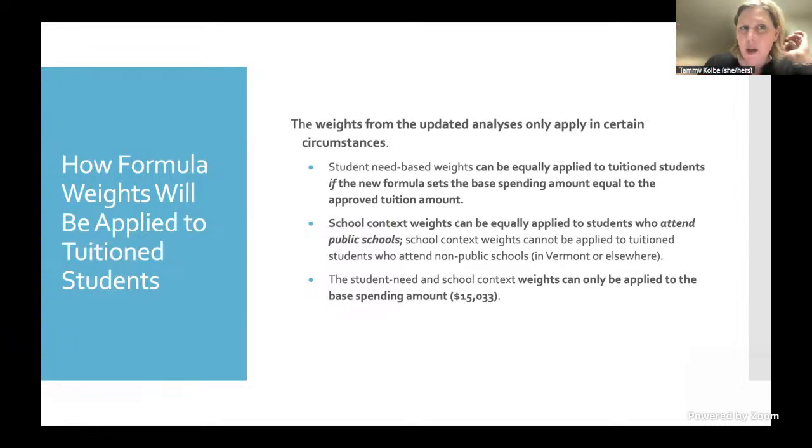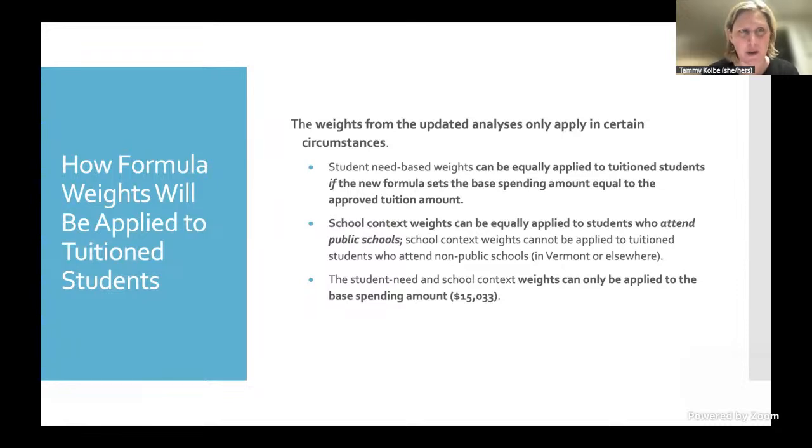I don't have the data about the percentage of students who are economically disadvantaged who attend independent versus public schools. We don't have those data. So I can't speak to what the distribution is, and I don't know what the incentive effects may or may not be for independent schools if they were to receive a weight, if they were allowed to charge differential tuition, or if tuition amounts were pegged to base spending amounts and these cost adjustments. It seems to me that you would want to take testimony on that. We don't have that information.